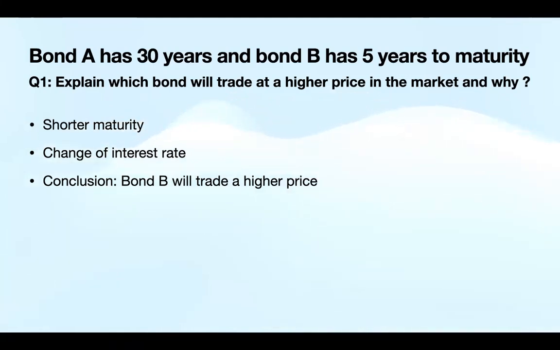So I think bond B will trade at a higher price in the market. First of all, due to its shorter maturity, bonds cost less if there is a longer maturity, such as 30 years. Compared to bond B, bond A costs less due to the long time. Bond B will cost more.